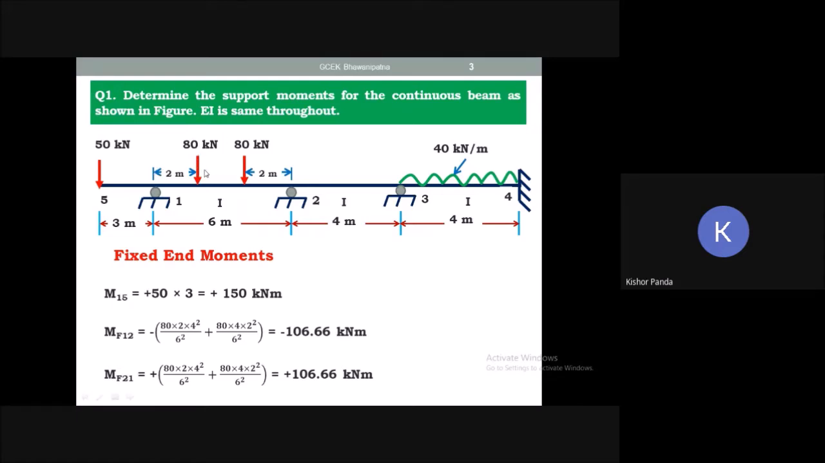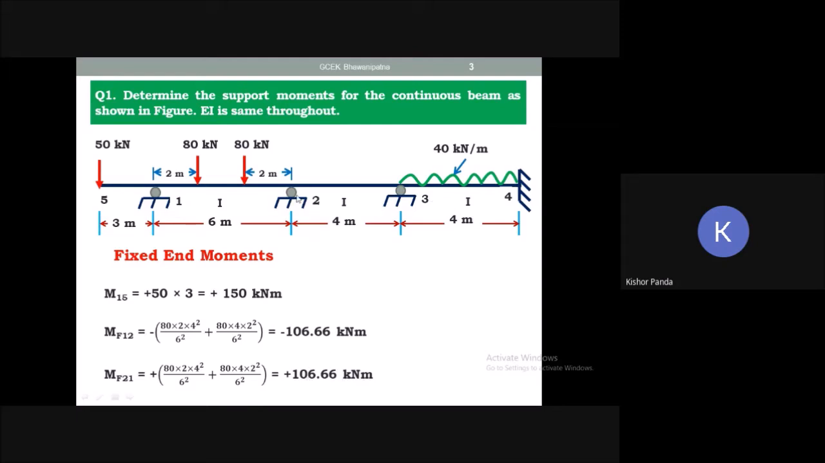This side is 2 meters and this side is 4 meters. W a b square by L square. W is given as 80. 80 into 2 into 4 square by 6 square, and for this load, 80 into 4 into 2 square by 6 square. So MF12 is equal to minus 106.66 kilonewton meter. Then find out MF21. First you take this load, W a square b by L square, and for this one also W a square b by L square. So MF21 is equal to plus 106.66 kilonewton meter.